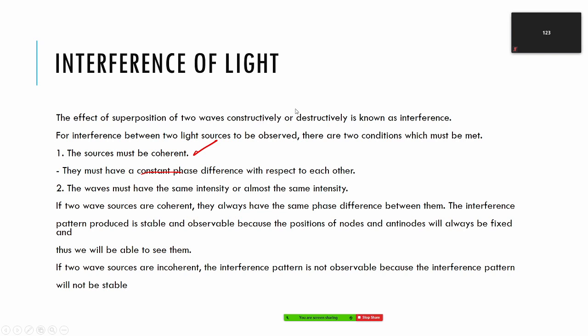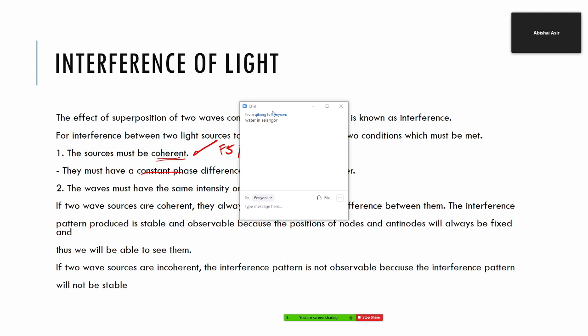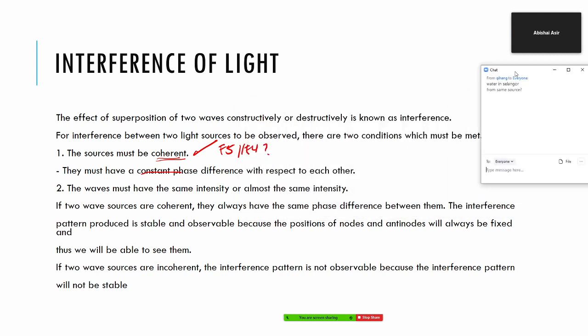If you remember in Form 5, what was the definition of coherence? What was the definition of coherence in Form 4 or Form 5? Can you put it on the chat down there? Two same sources, sir. Two same sources. Okay, two same sources.